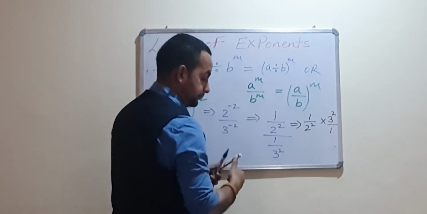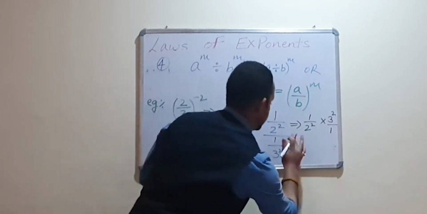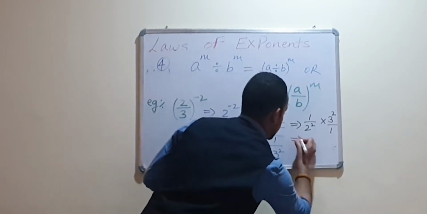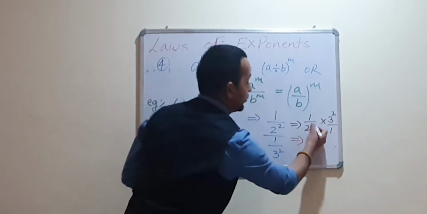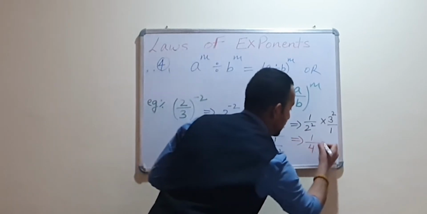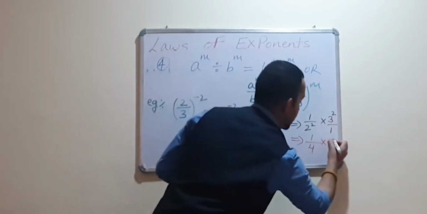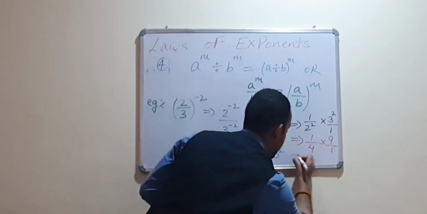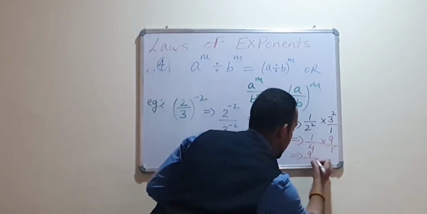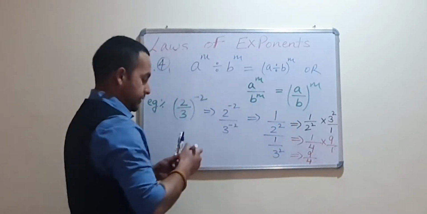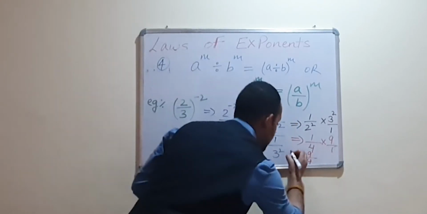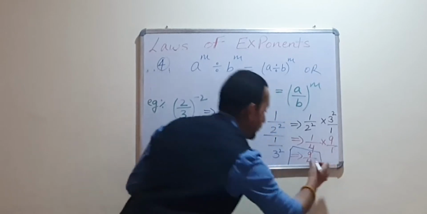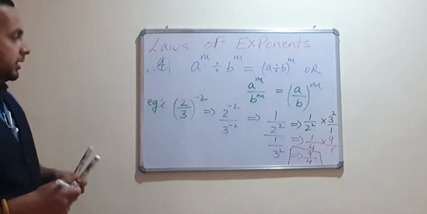1 upon 2 square is 1 upon 4, multiply 3 square is 9 upon 1, and our answer is 9 upon 4. So 9 upon 4 is our answer.